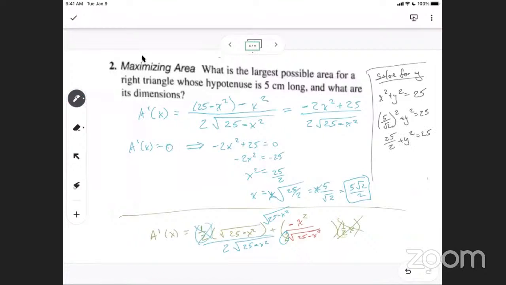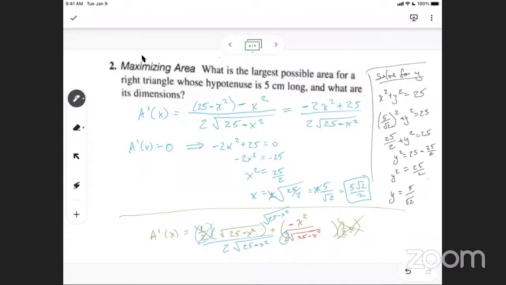So now we're going to subtract. Y squared equals 25 minus 25 halves. Well, that's just 25 halves again. So guess what y equals? It equals the same thing that x equaled, 5 over root 2, which shouldn't surprise you. Well, maybe it will, but it doesn't surprise me.